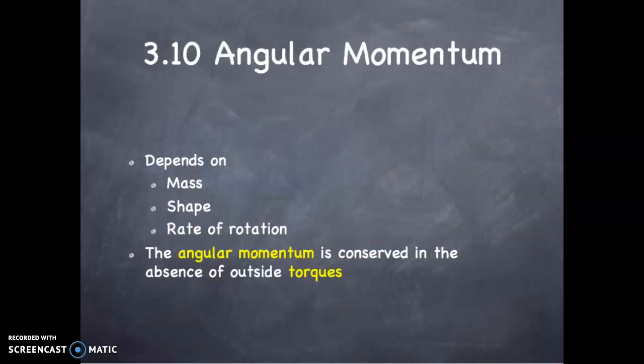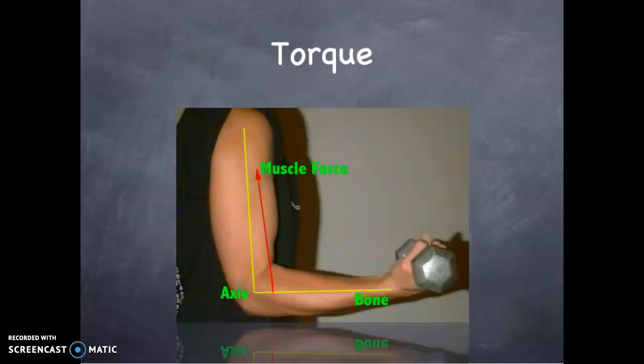There is this other quantity we call angular momentum, which we will also find is conserved if there is no net torque acting on the object. So the angular momentum depends on mass, shape, and the rate of rotation. The angular momentum is conserved in the absence, as I said, of outside torque. This is an illustration of torque lifting a barbell in this manner with the arms, and of course the muscles are needed to lift that.